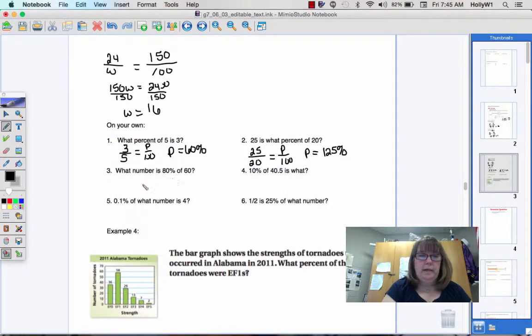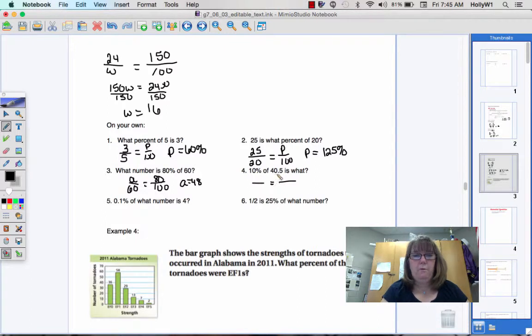What number is 80% of 60? So we know 80 is the percent because it's with the percent sign, divided by 100. Of 60, so of is the whole, so that goes in the denominator, and we don't know what the part is. We use a for that variable. A ends up equaling 48.